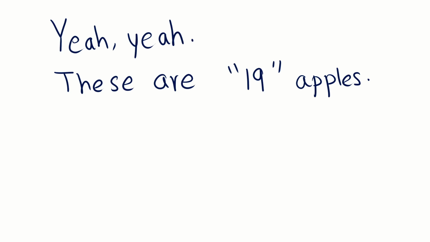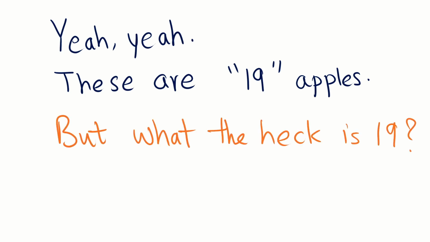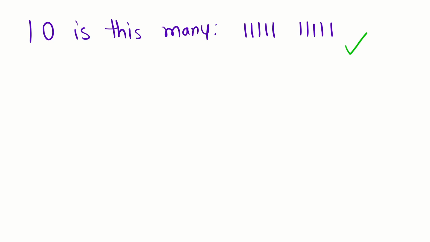So, what the heck is 19? You would say it's 10 into 1 and 1 into 9. So that is understandable, and that is correct. But what is 10? 10 is these many. There's 5 fingers on each hand. So I have 10 fingers and I can count to 10 on one hand. That is why we have the number 10.